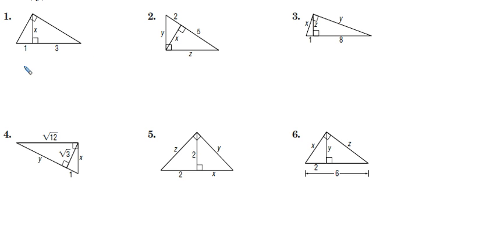Okay, number one, we have an example of x is the altitude, and it is true that the altitude is the geometric mean between the two segments of the hypotenuse. So to find x, all we need to do is find the geometric mean of 1 and 3. 1 times 3 is 3. The square root of 3 is about 1.7.